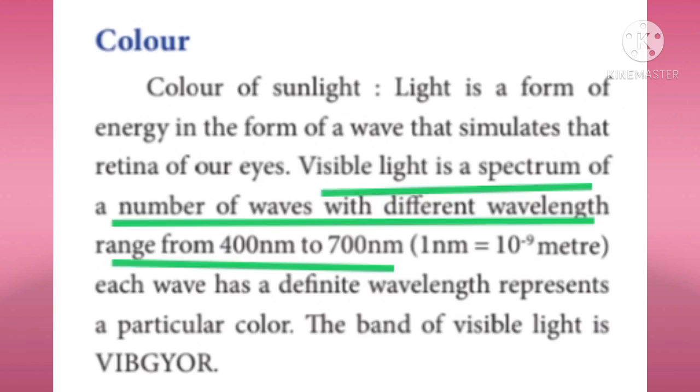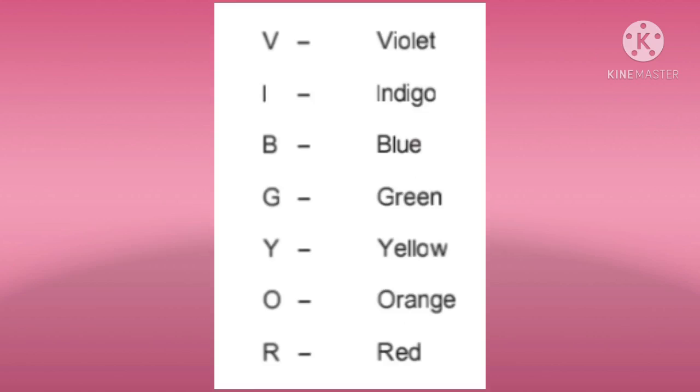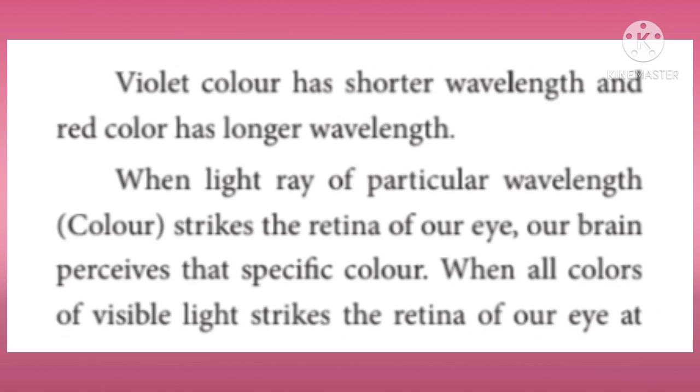The band of visible light is VIBGYOR. VIBGYOR represents the colors: V for violet, I for indigo, B for blue, G for green, Y for yellow, O for orange, R for red. Look into these colors now. Violet color has the shortest wavelength and red color has the longest wavelength.